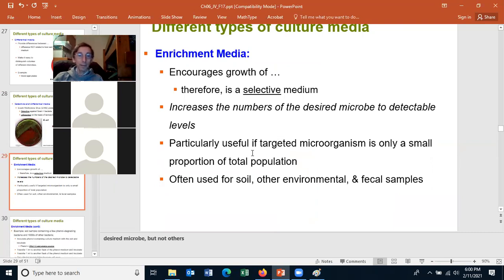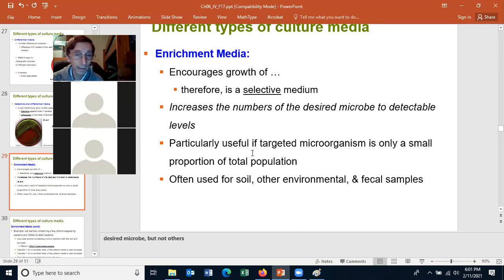We already mentioned a little bit about enrichment media. Enrichment media encourages the growth of certain organisms, but not other organisms. So therefore, all enrichment media is selective. It increases the numbers of desired microbes to detectable levels. But an enrichment media is not used to be selective. It's used to enrich for a particular species of interest.